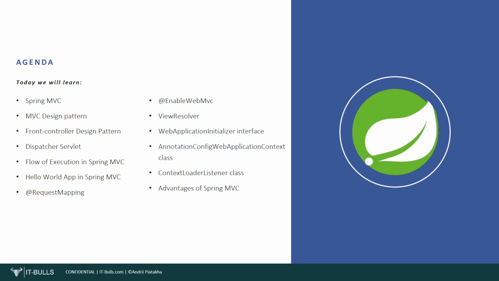And once we learn theory, we'll jump to a practical example. In this lesson, we are going to create our Hello World Spring Web project. You are going to learn new Spring configuration for web applications. We'll learn such annotations as RequestMapping and EnableWebMvc. We are going to configure the ViewResolver bean, and we'll learn interfaces and classes that are needed for Spring web application configuration. And at the end of the lesson, we are going to make a summary of all advantages of Spring MVC. Let's start our lesson.